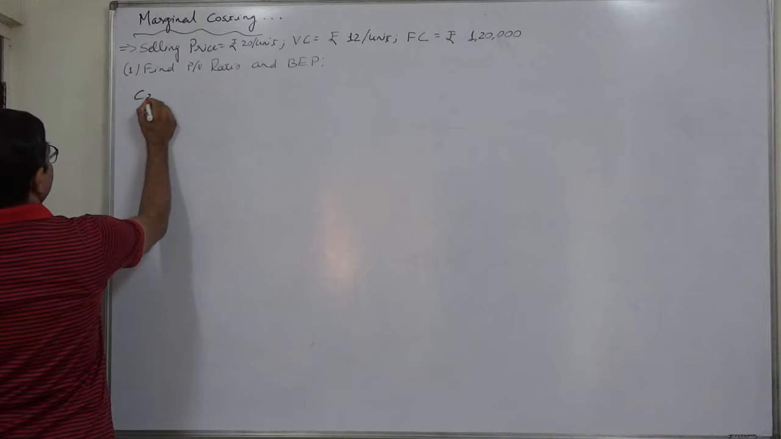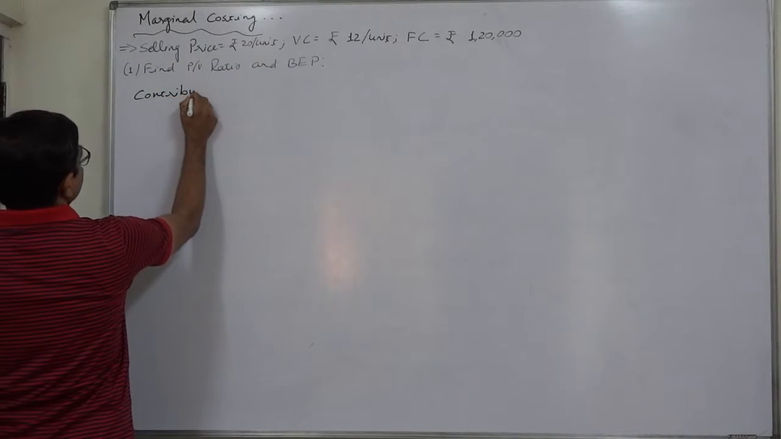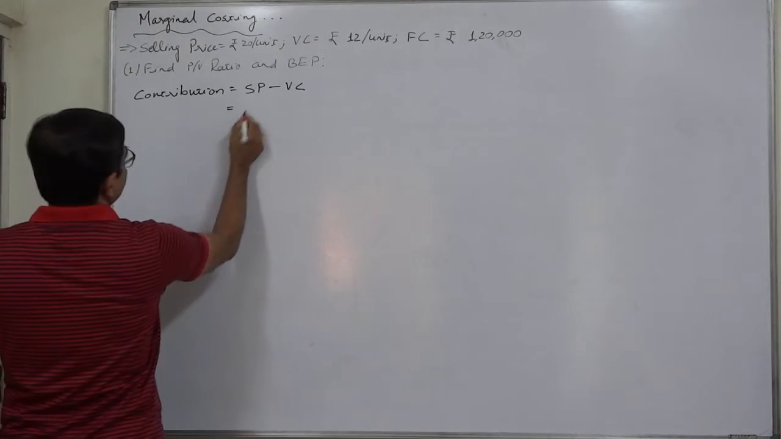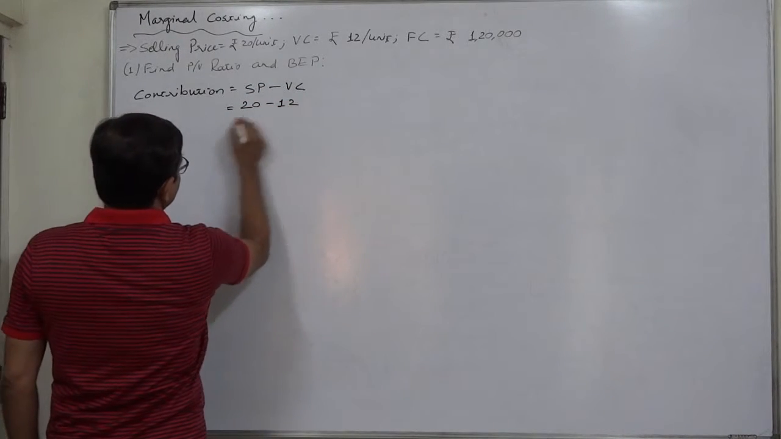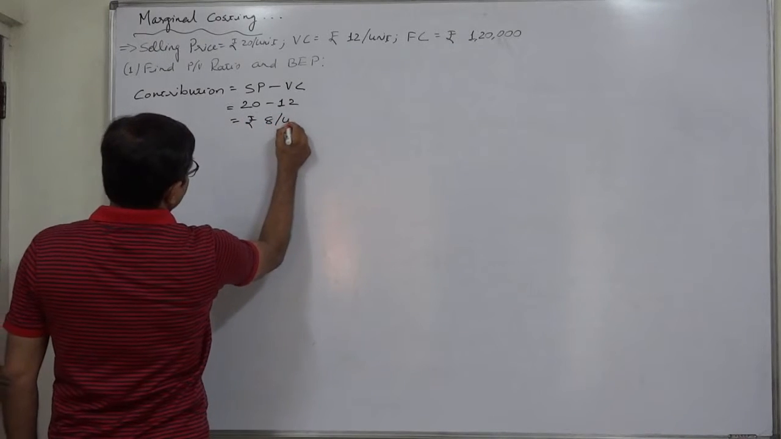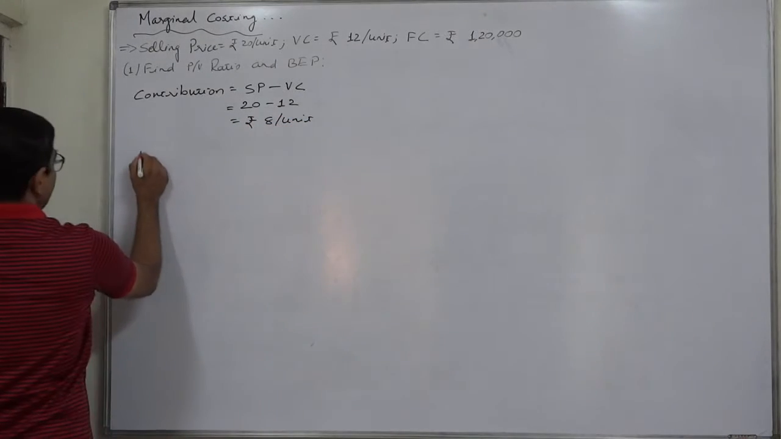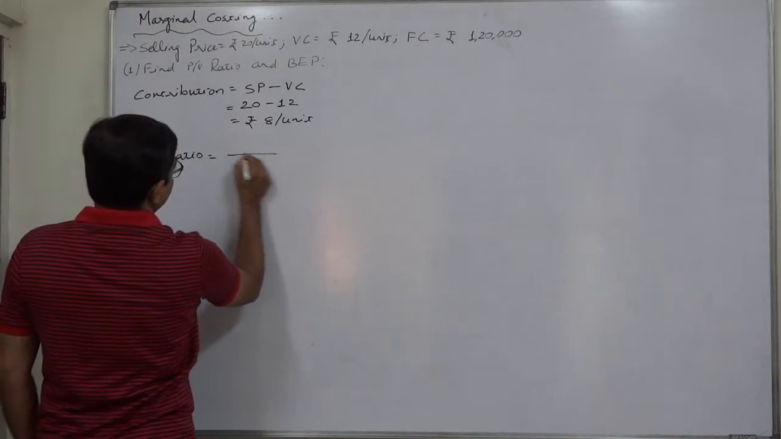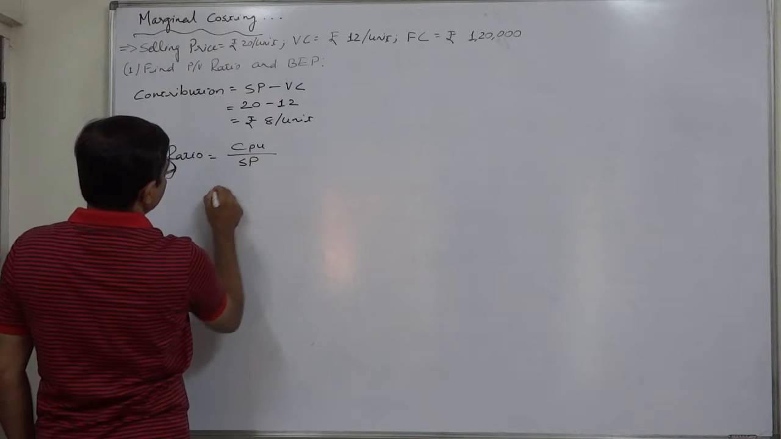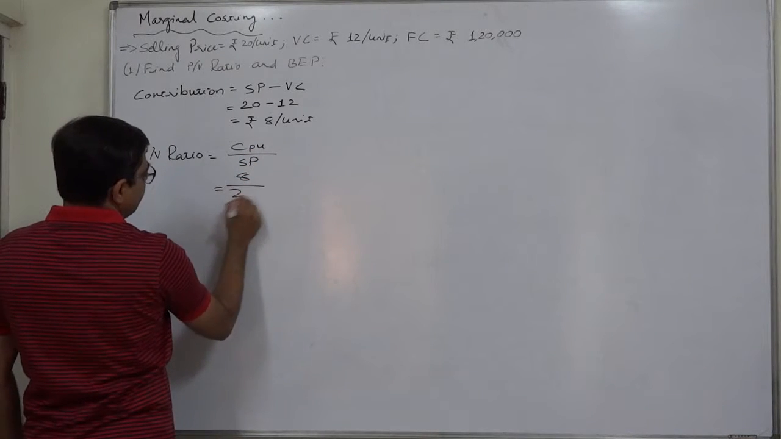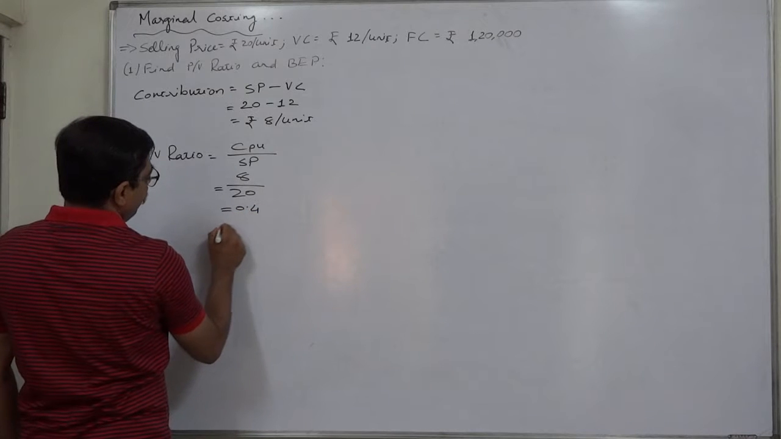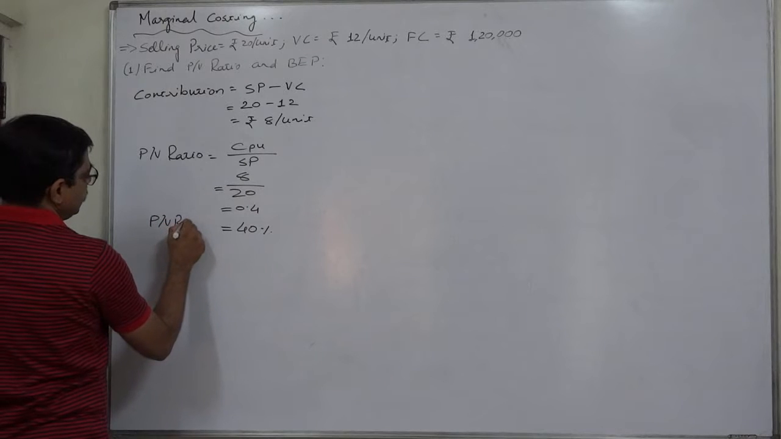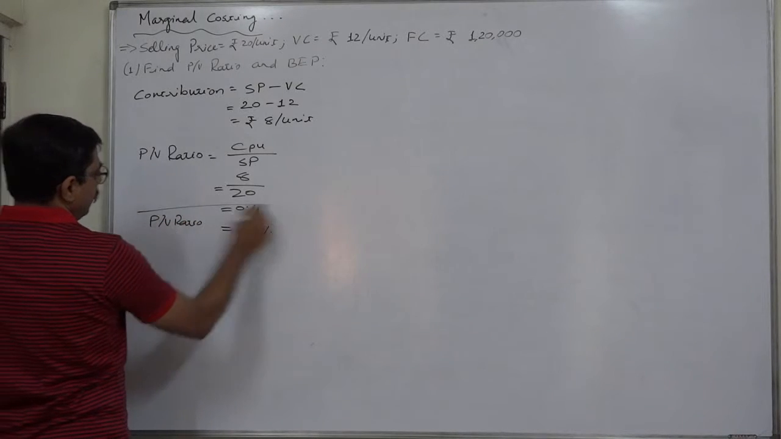To find PV ratio, first we should find contribution margin, that is selling price minus variable cost, both per unit, will give us the contribution per unit, that comes to rupees 8 per unit. So now we can calculate PV ratio by substituting the contribution and selling price both per unit in the formula. 8 divided by 20, that is 0.4, or more precisely 40%. PV ratio is 0.4 or 40%.